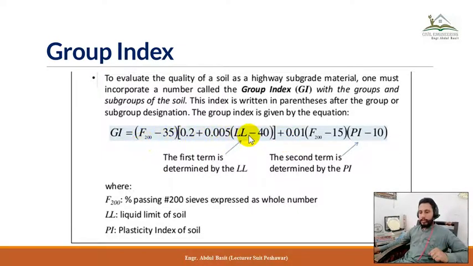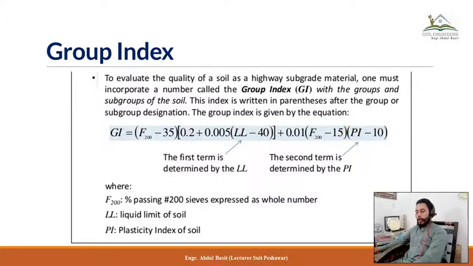The first term is basically depending upon the liquid limit. The rest of the things are constants, and they will give us a different value, but the variables are only the liquid limit and F200. F200 is the same in both equations. Here the difference is the plasticity index only. So you can see that we have the group index divided into two terms: one is based upon the liquid limit and the other one is based upon the plasticity index.